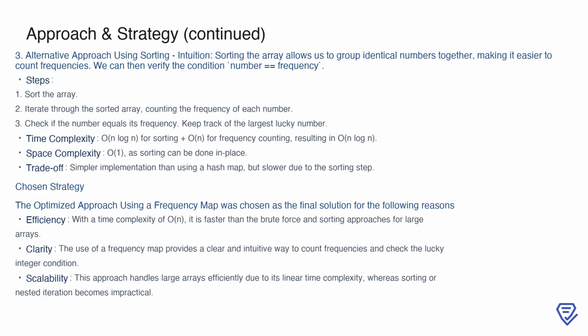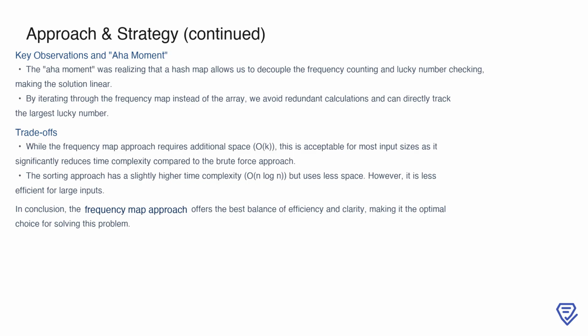After comparing all three methods, we selected the frequency map approach as the final solution because of its linear time complexity and ability to handle large arrays more effectively. The key insight, or aha moment, was recognizing that a hash map allows us to separate the process of counting frequencies from the lucky number verification.